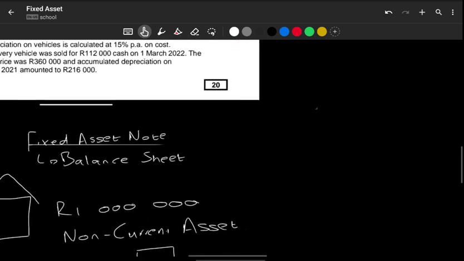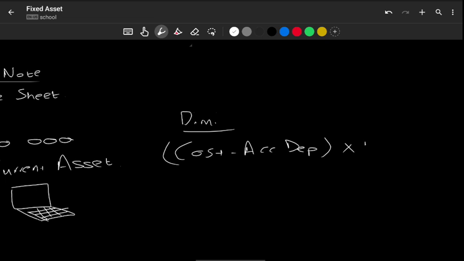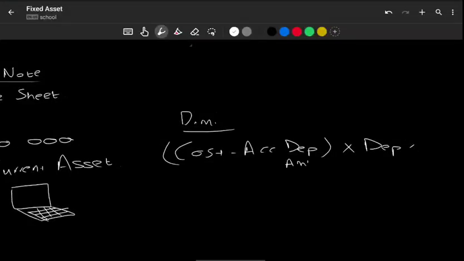Diminishing method, remember, when calculating the diminishing method, I'm just going to write dimi here. Diminishing method here is going to be cost minus accumulated depreciation in brackets, multiplied by the depreciation percentage. So this is the accumulated depreciation amount, right? And then multiplied by the depreciation percentage, and then you get your amount. If you're calculating depreciation on cost, it'll just be your cost price, cost multiplied by depreciation percentage, then you get your answer.